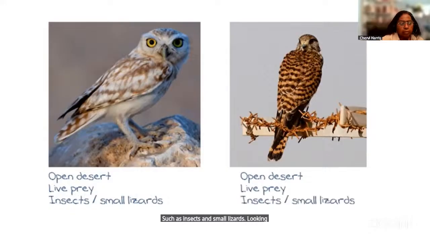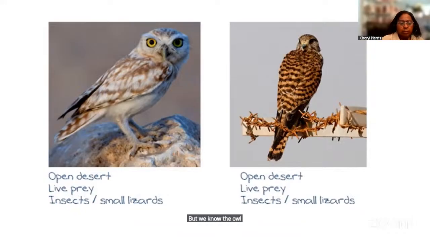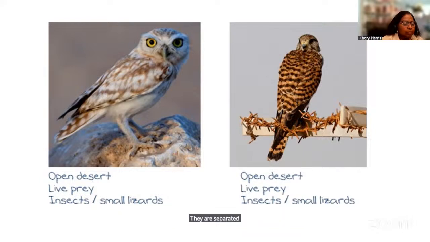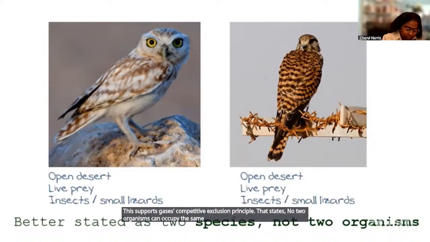Looking at this, it appears that they share the same way of life, but we know the owl is nocturnal, it feeds at night, while the kestrel is diurnal, feeding during the day. They are separated by time, reducing competition that they could have. This supports Gause's competitive exclusion principle that states no two organisms can occupy the same niche at the same time.